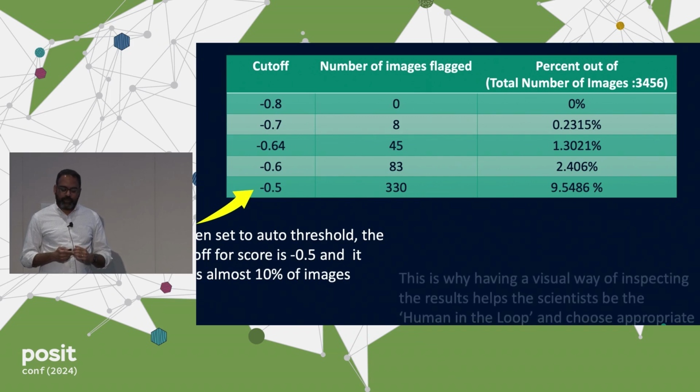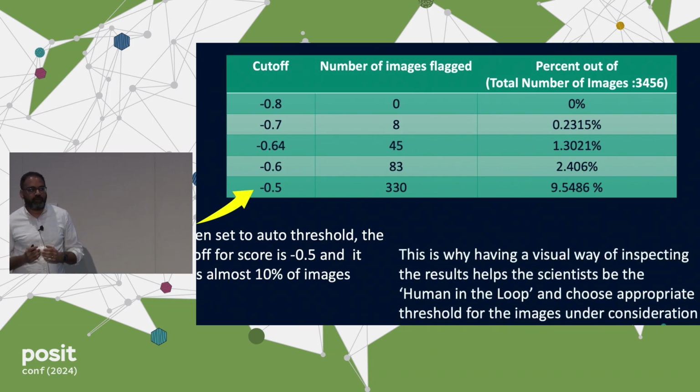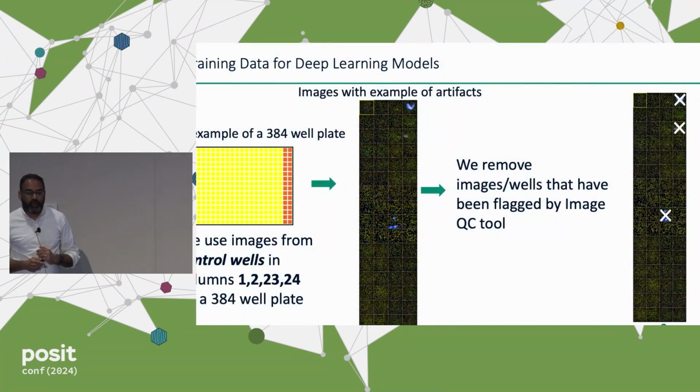So that's why we decided we should have an interactive web-based version so the imaging scientists could be the human in the loop, so to speak, and check the quality of the image QC. Because without doing that, they're not going to be satisfied with what our tool is doing. So once we have these images, now we can do deep learning.